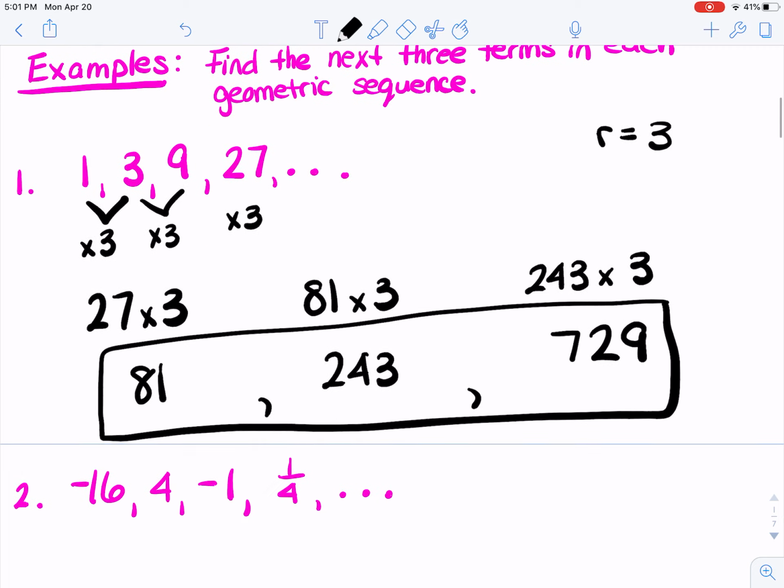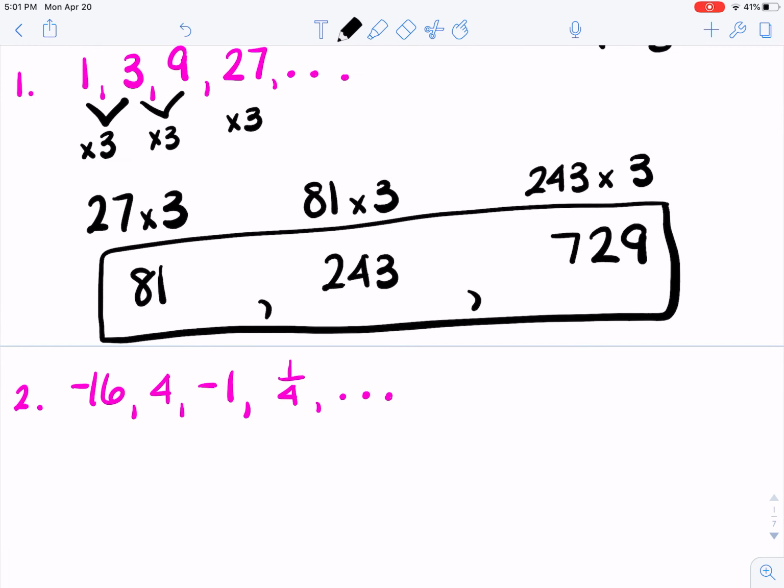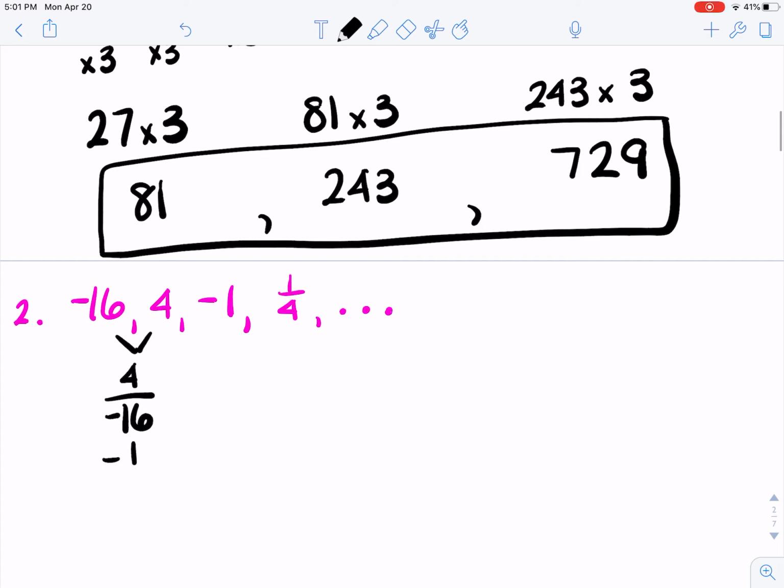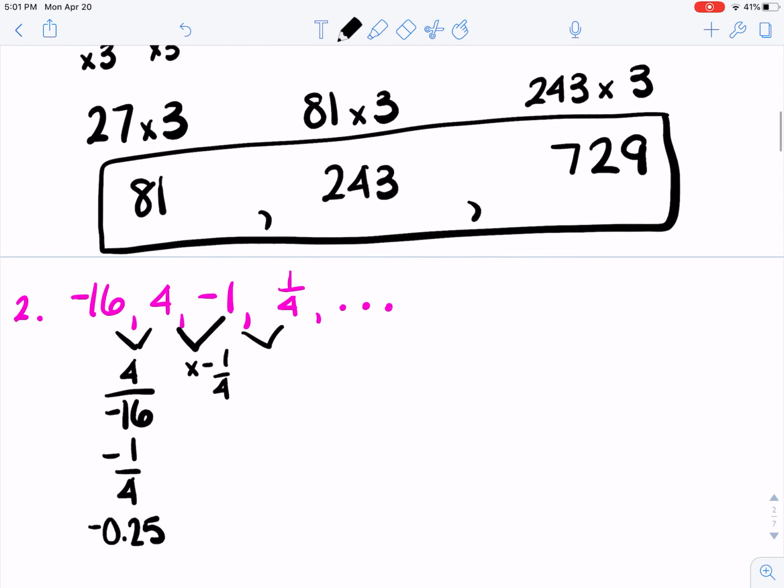What this means, if you're somebody who would prefer to multiply, is that you're multiplying by a fraction. To get this fraction, you have to do a little division. I told you even if you like multiplying, you'd have to divide here. You take your second term and divide by your first term. This gives me negative 1/4, or if you want, negative 0.25. So each time I'm multiplying by negative 0.25, or negative 1/4. My common ratio is negative 1/4.